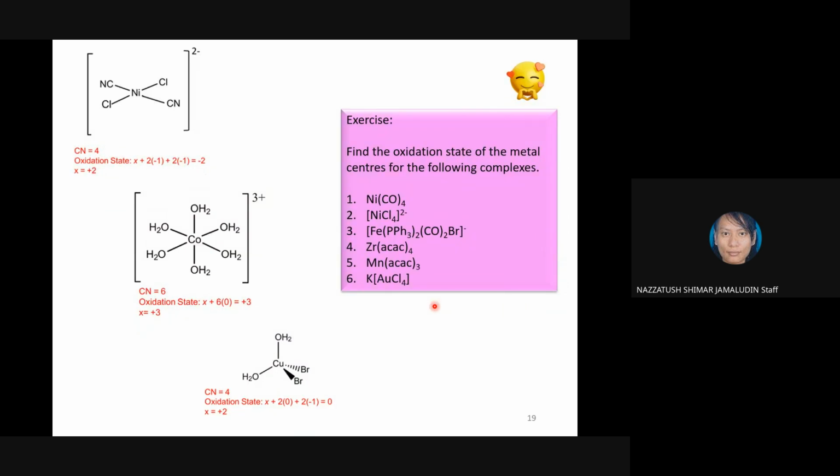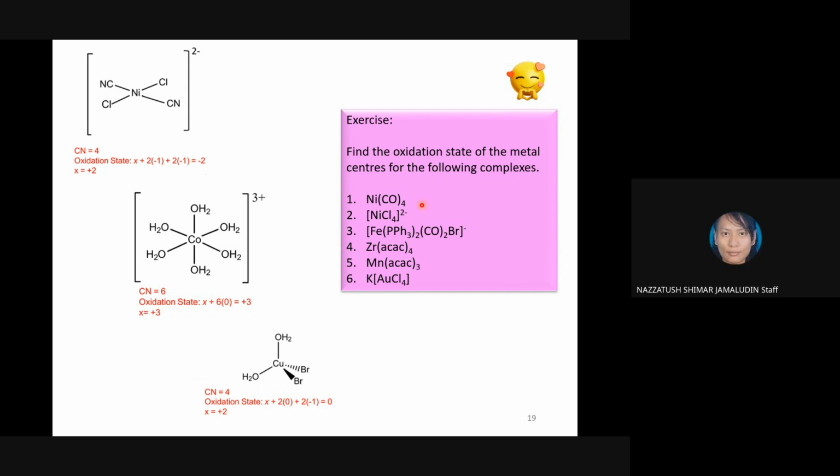Anyone? Do you know what's the oxidation state of nickel in tetracarbonyl nickel? Carbon monoxide is a neutral ligand, with 0 oxidation state. So, is there any overall charge for this complex? There is no charge. So, what is the oxidation state for nickel here? Anyone? Zero. Yes, this is 0.